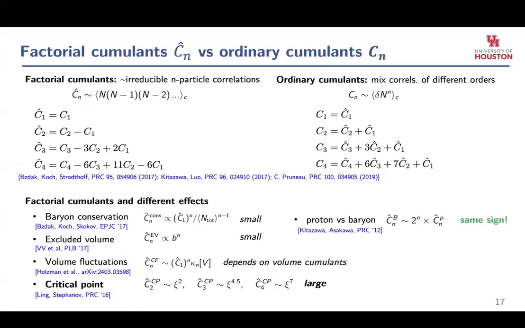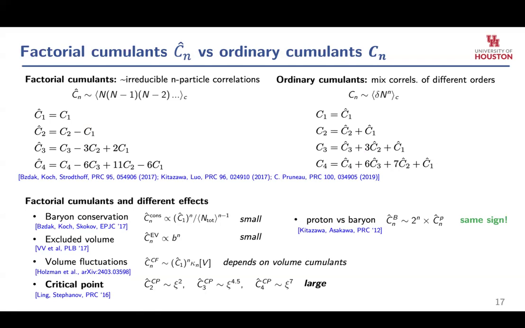Okay, so what are factorial cumulants then? And why are they so much more interesting potentially? So factorial cumulants are also called irreducible n-particle correlations, or integrated correlation functions. Essentially, this is another way to look at a distribution. There is a one-to-one correspondence between ordinary cumulants and factorial cumulants.